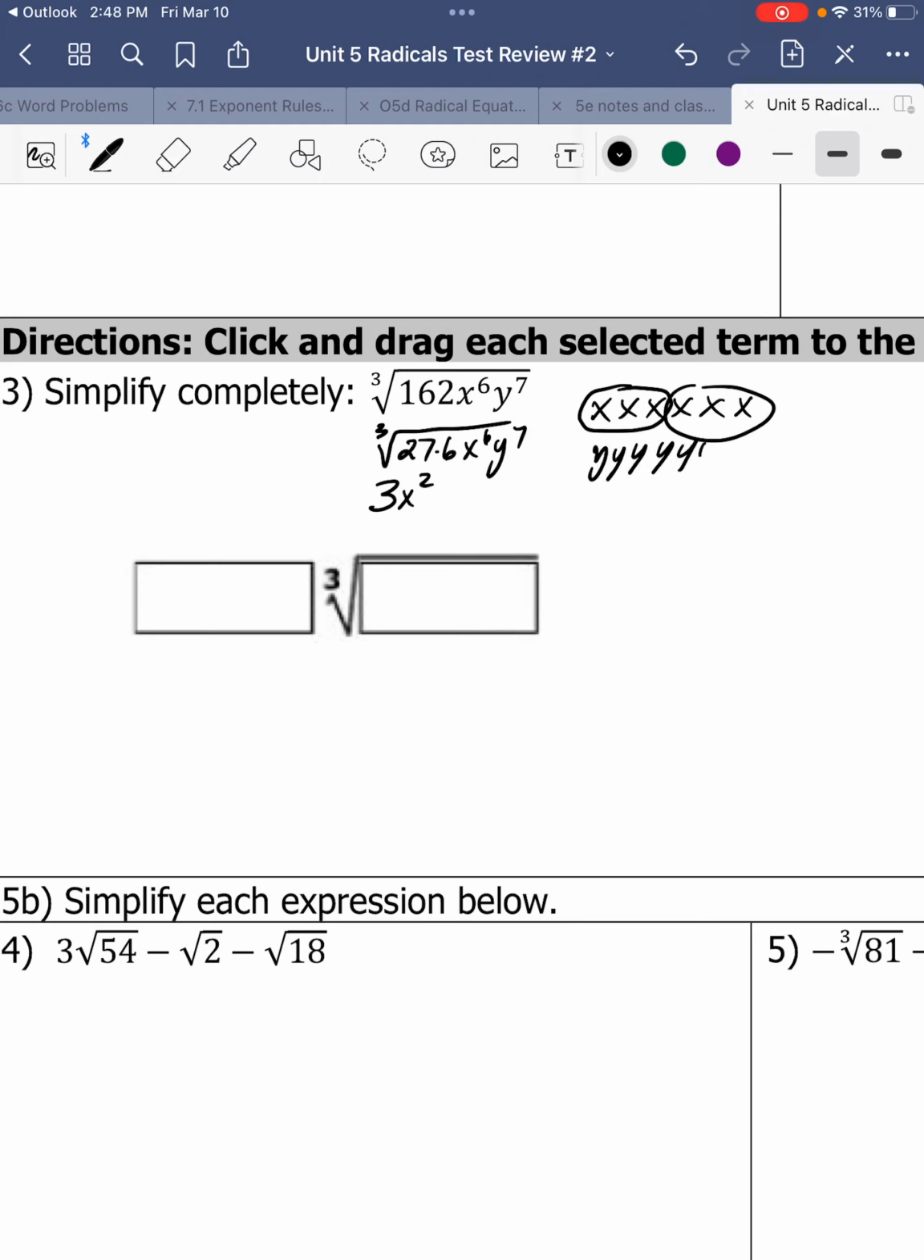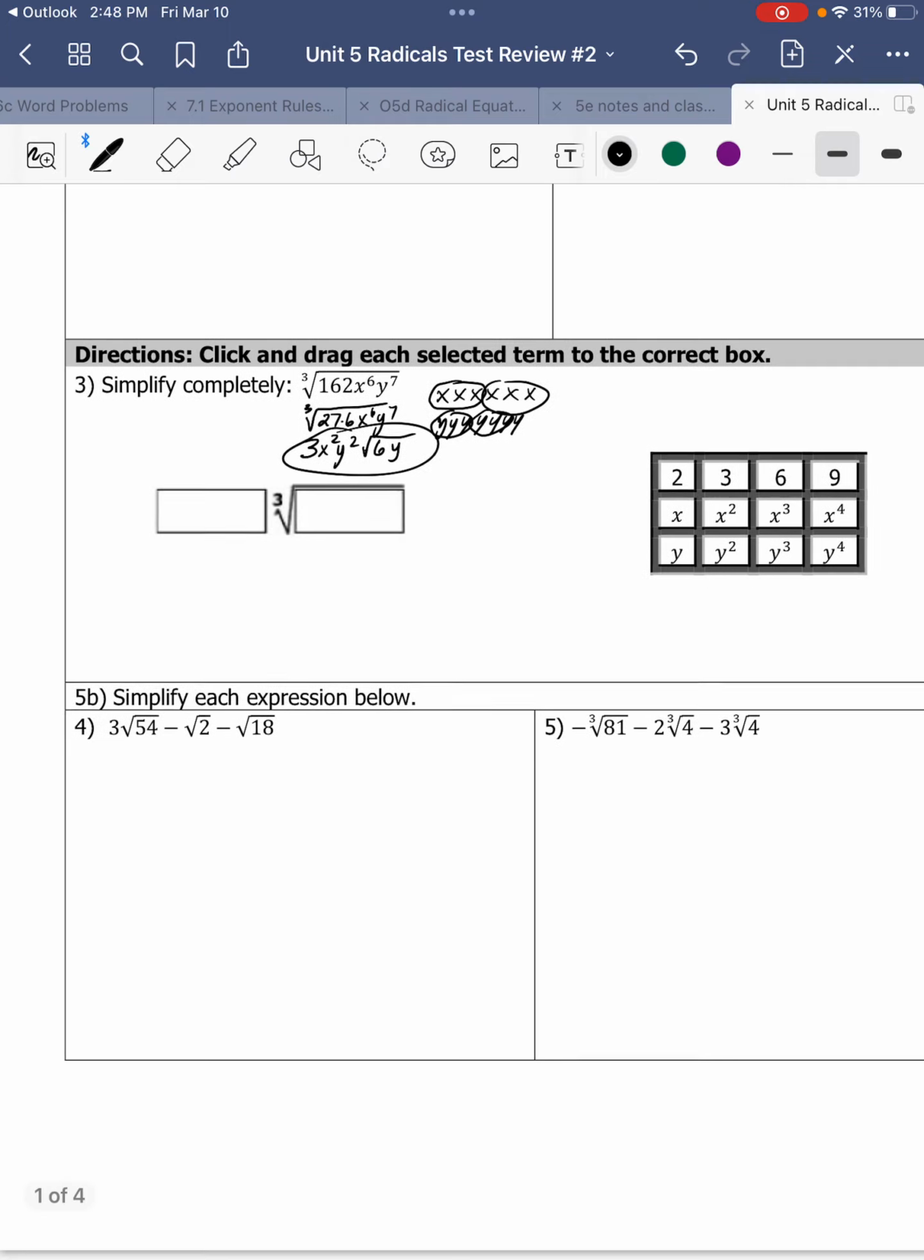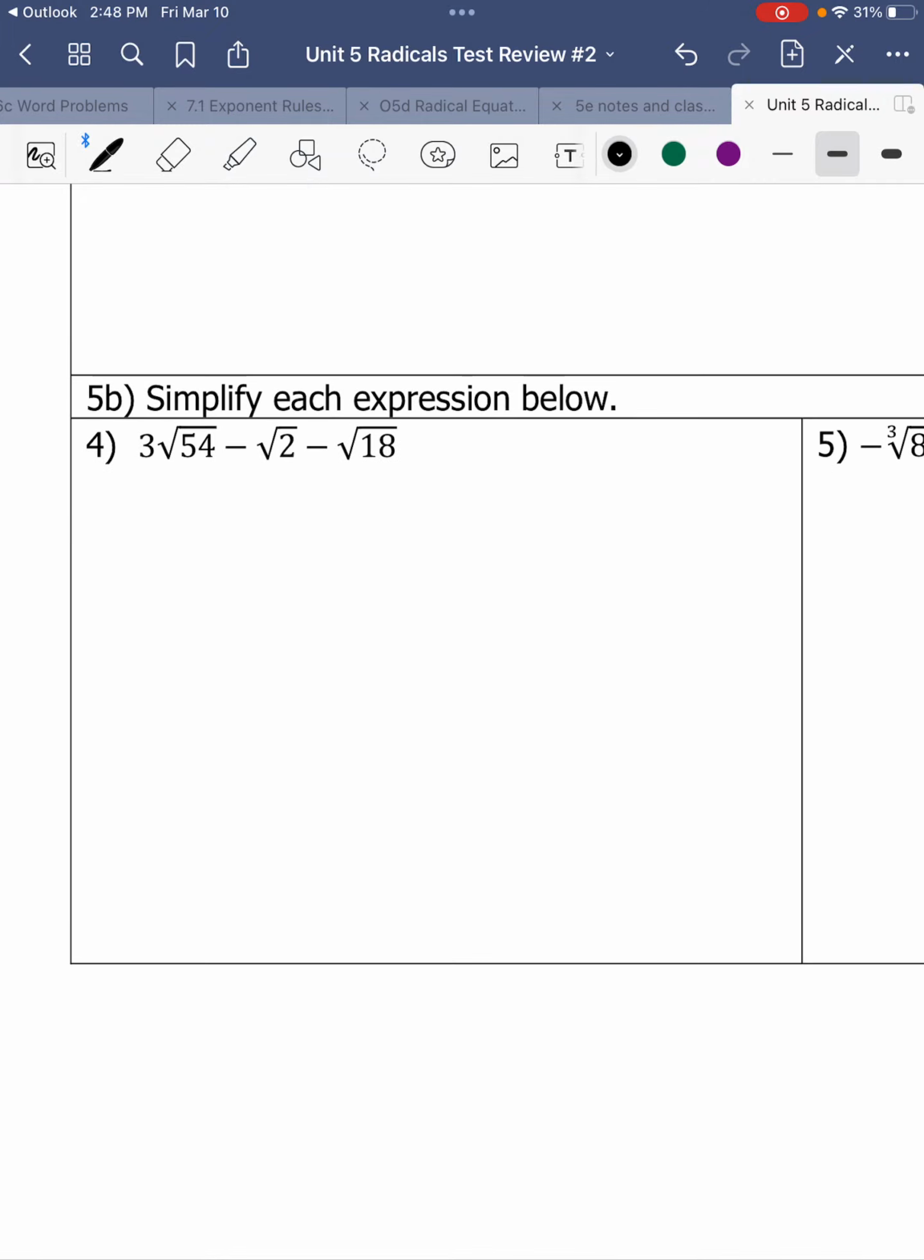The y to the 7th, we have 7 y's. How many groups of 3 can you take? Well, there's 2, so it's y squared. And what's left over is y. Or rather, 6y is our final answer. Nothing to simplify from there.